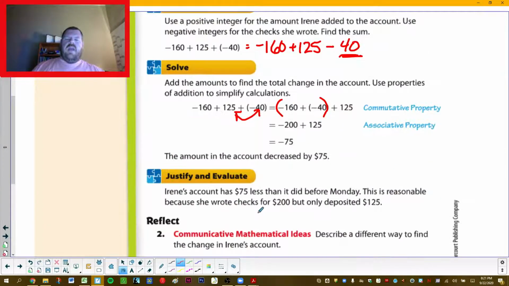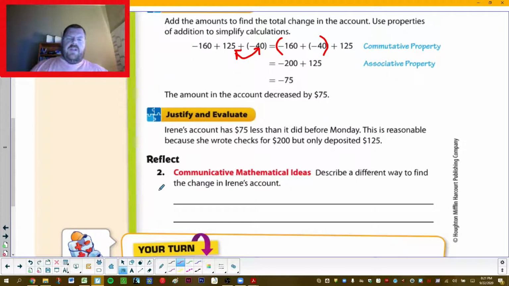Okay. And then again, we want to evaluate, does our answer make sense, that the amount in her account decreased by $75? Well, she wrote a big check. She put less money in than the check that she wrote, and then she wrote another check. So it should be a negative amount, right? That part kind of makes sense.